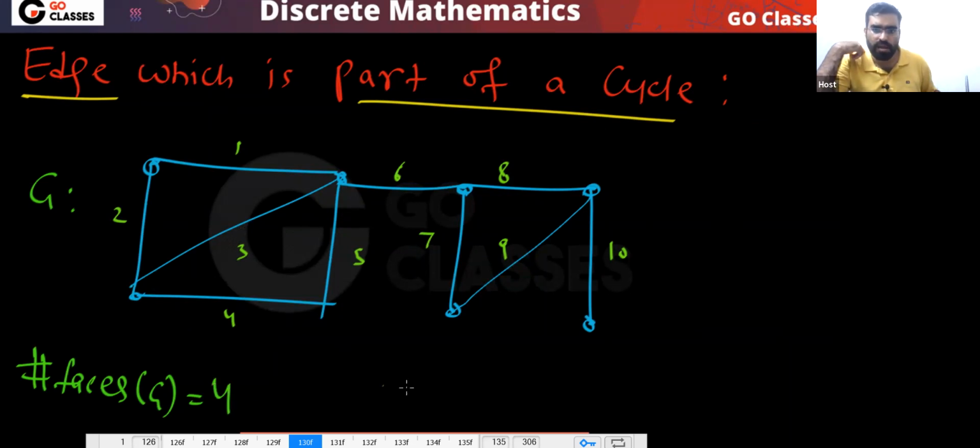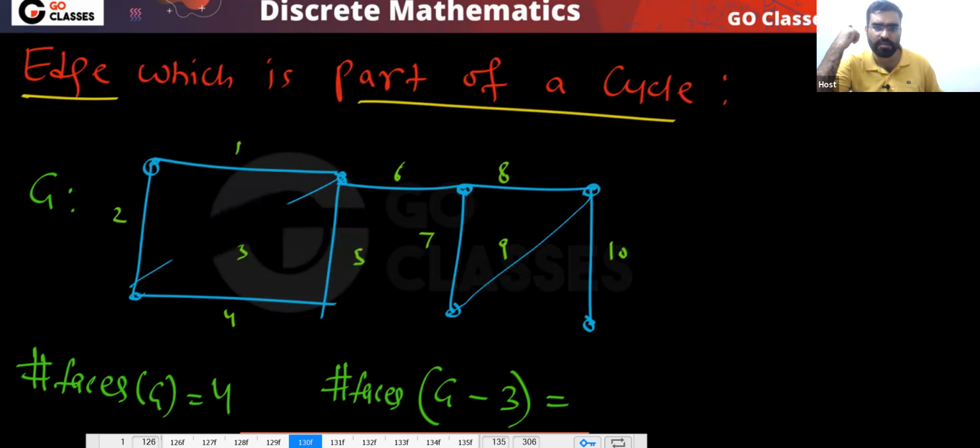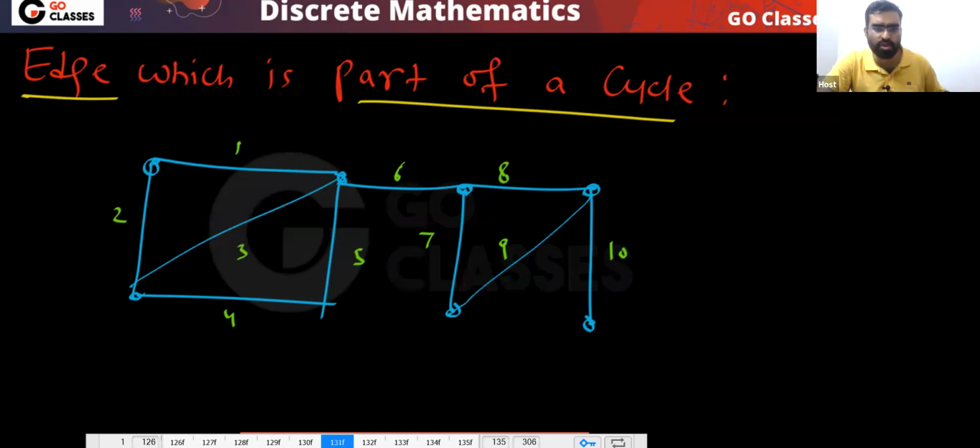Now what do I do? From this graph, I remove this edge. Now, what is the number of faces? If I remove this, then the number of faces will decrease. Now the number of faces is only 3. So this is the idea. You can remove any edge which is part of a cycle; that is your choice.